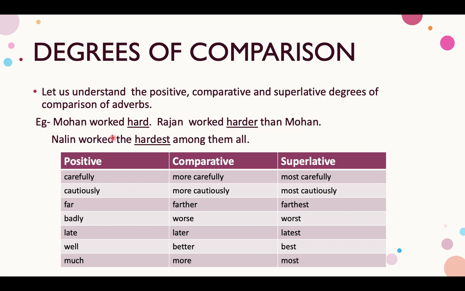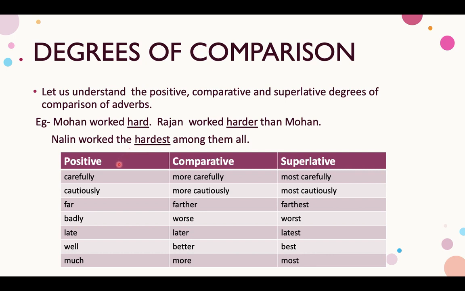And see children, there is the word than also. So whenever we are doing comparison, the word than is always there. Now Nalin worked the hardest among all. So now we are comparing Nalin with everyone. So this is the superlative degree. And there is the article the. Whenever we are writing a superlative, there is the article the.